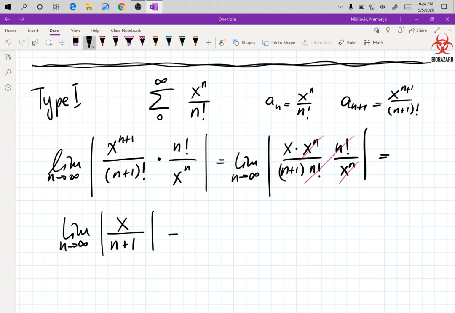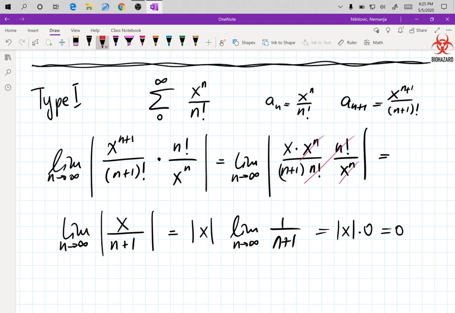Now, in this case, we can drop the absolute value. Well, you can kick x outside with absolute values, right? And the limit of 1 over n plus 1, no need for absolute values because n is all positive numbers anyway. What you get is absolute x times 0, which actually equals 0, and that is always less than 1.